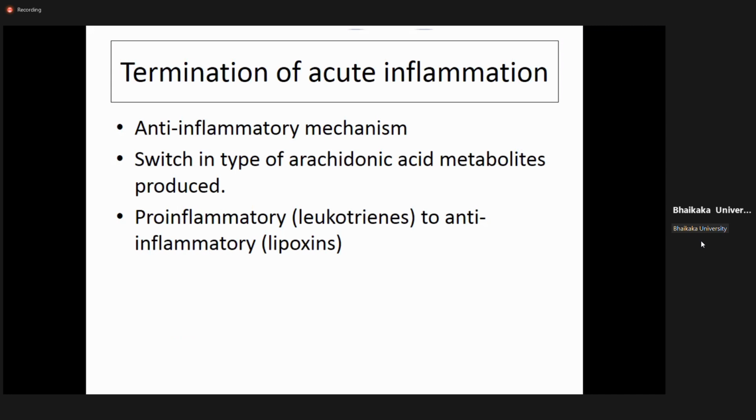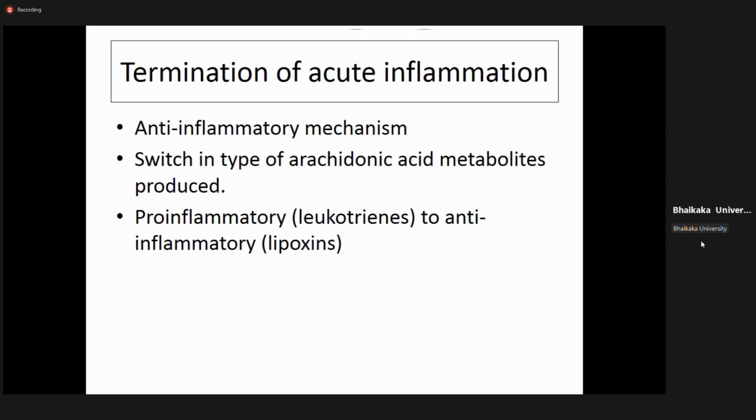Termination of acute inflammation: there are potent anti-inflammatory mechanisms present in the body. The main function of these mechanisms is that once the function of leukocytes is over, these leukocytes are destroyed, and the chemical mediators which were produced in response to injury are dissipated or neutralized. That way, the inflammatory process is brought to a halt and further damage to the normal tissue is prevented.